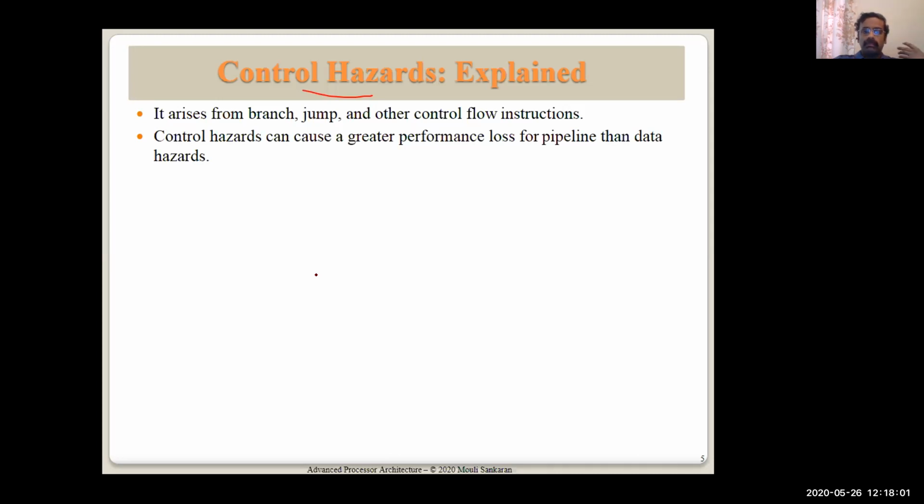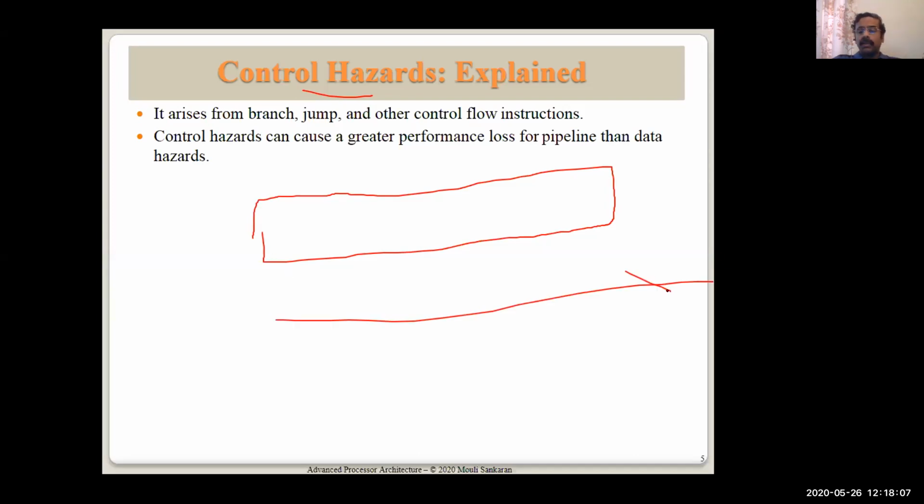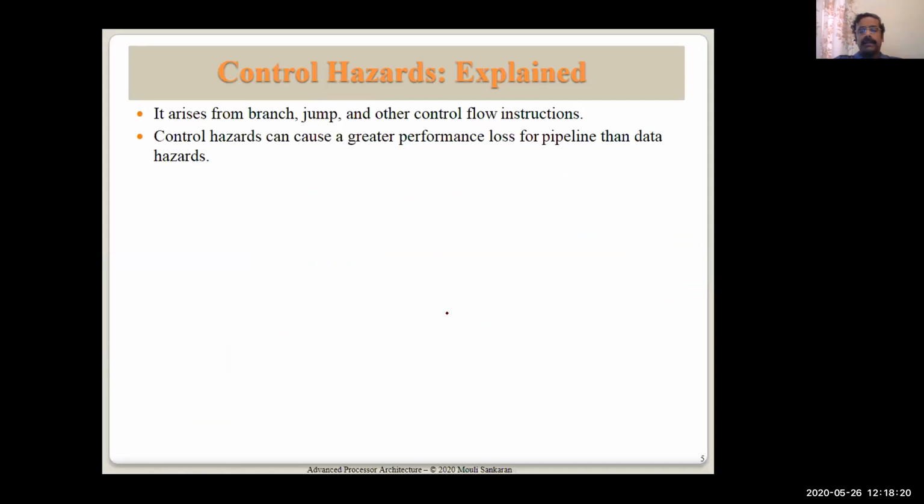Because of the pipeline, the impact is a little more, and the impact is much more if the depth of the pipeline is more. I have told you always the depth of the pipeline need not be 5 stages. It could be 9 stages, or even Intel processors have 22 stages. So if the pipelines are too deep, then the performance loss is also high.